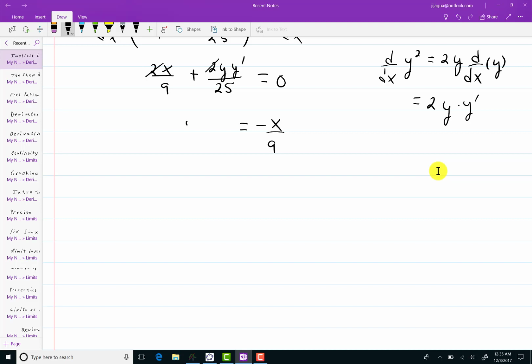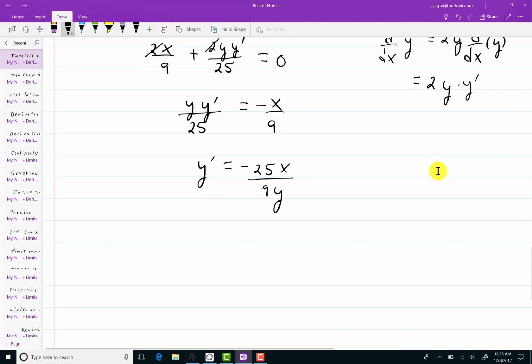I have y prime over 25. Now if I want to get y prime by itself, I'm going to multiply by 25, but then I'm going to divide by y. So I'll have negative 25x divided by 9y. Now, what you gain in convenience is sacrificed here because I do not have my derivative in terms of just x. So it's not a function either. However, I do have my points.